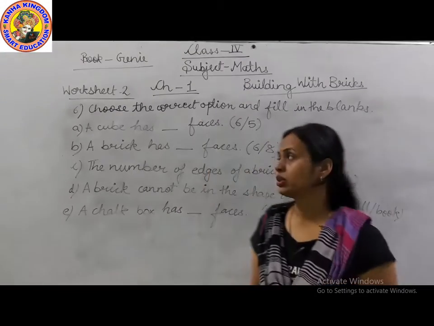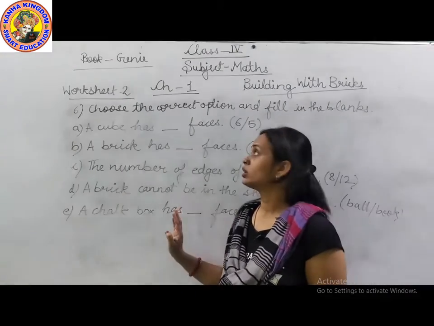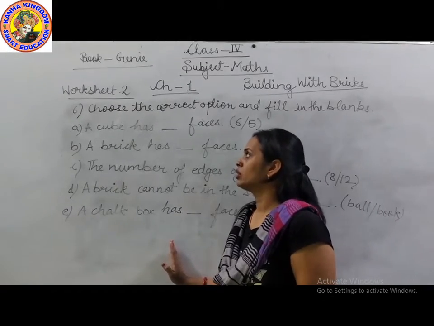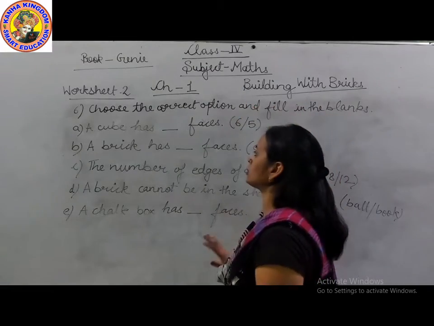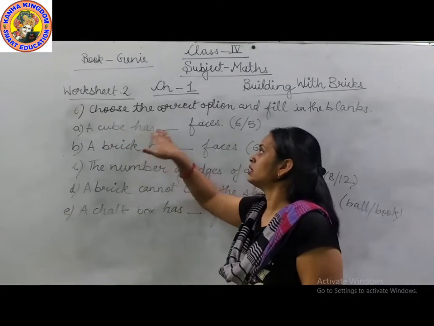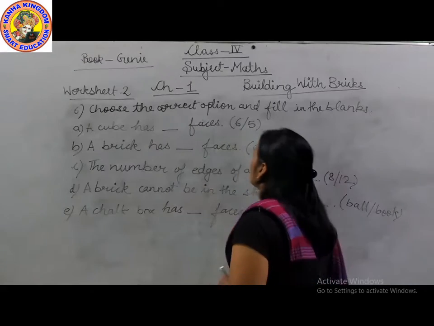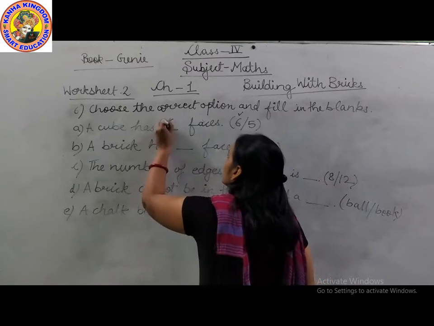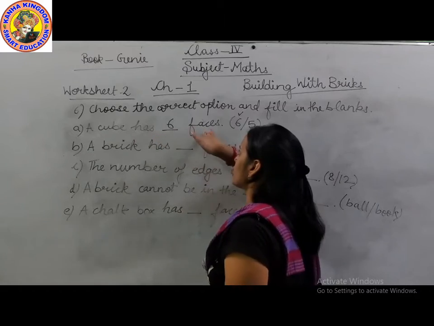In worksheet 2, question number 1 to 5, solve in your book. Question number 6, I'll solve on the board. Choose the correct option and fill in the blanks. So first question is, a cube has dash faces. So how many faces in a cube? 6. So we write here 6. A cube has 6 faces.